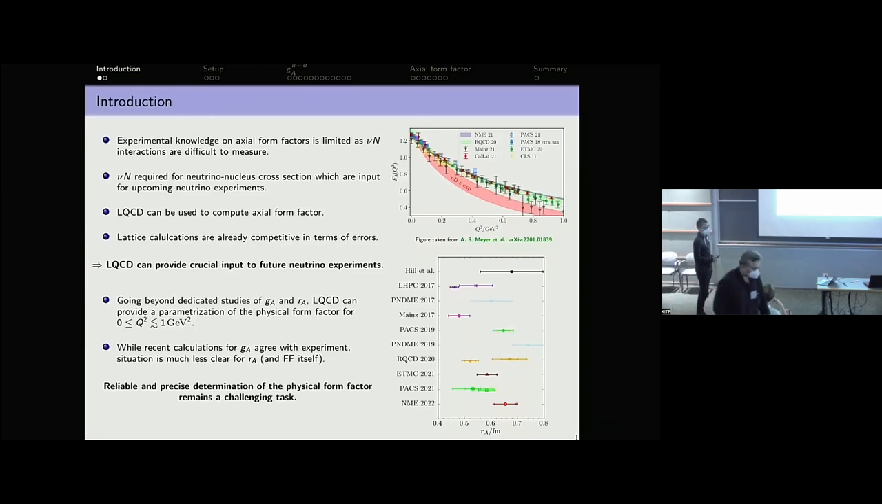It's been already said that recent calculations for the axial charge are actually in very good agreement with the experiment. However, the situation is slightly less clear for the nucleon radius, as is shown in this overview of lattice data from the last 5 years. So there's more variation in here. But if you compare it to what you get out of an experiment, that's still the same ballpark and pretty good. So the goal here is really to perform a reliable and precise determination of the physical form factor, which remains a challenging task to do.